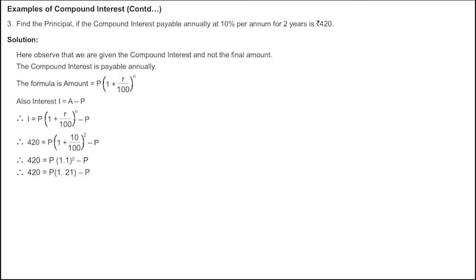On the right hand side, both of them are like terms, so we can simplify, and thus we get on the right hand side 0.21 times P. That is, we get the equation as 420 equal to 0.21 times P. 0.21 can be written as 21 upon 100. So we get 420 equal to 21 upon 100 into P. So what is P equal to? 420 into 100 upon 21. After simplification, we get P as rupees 2000.